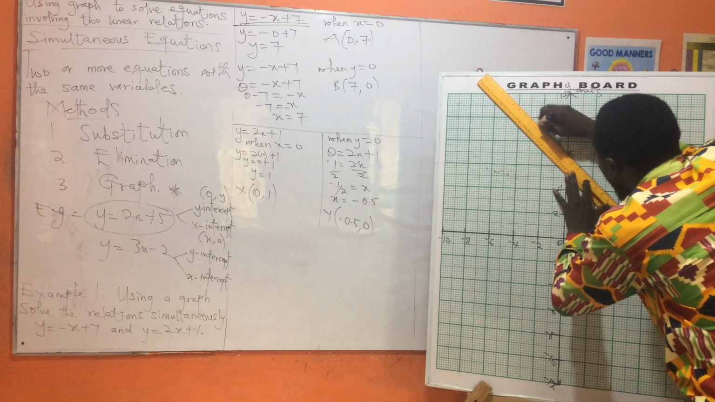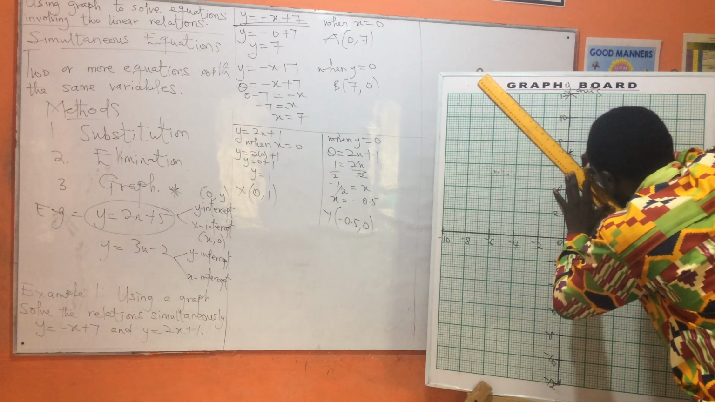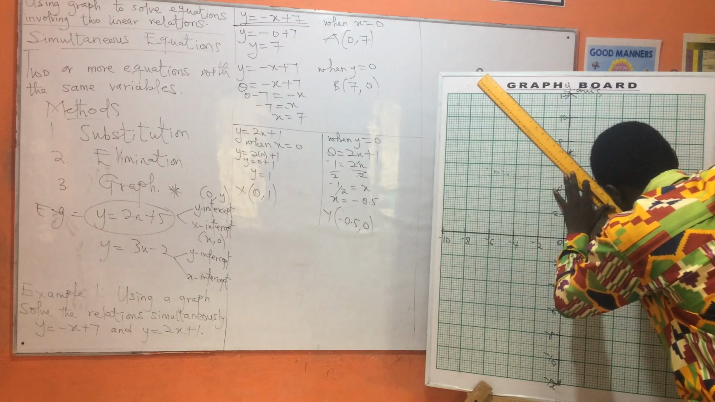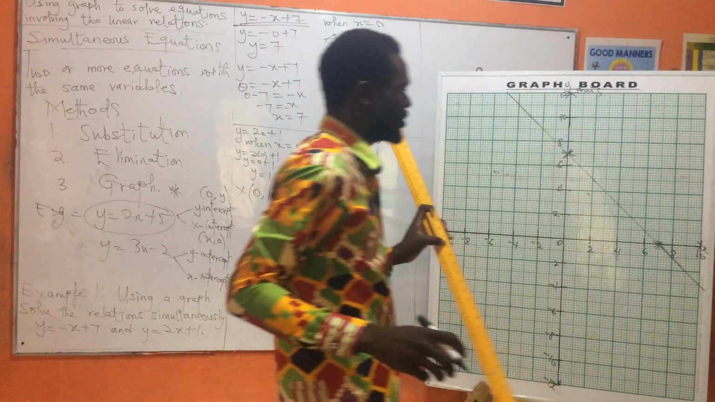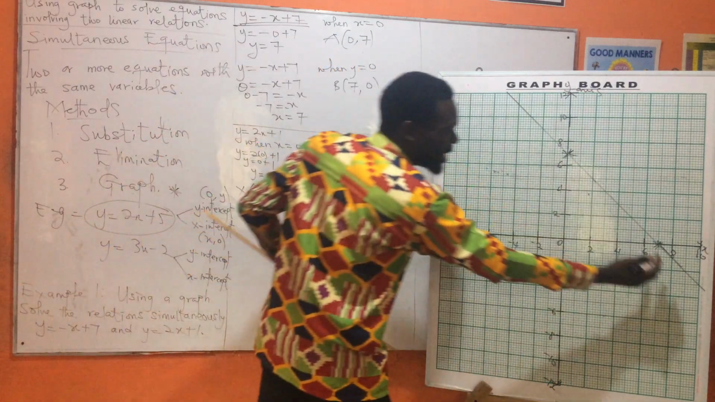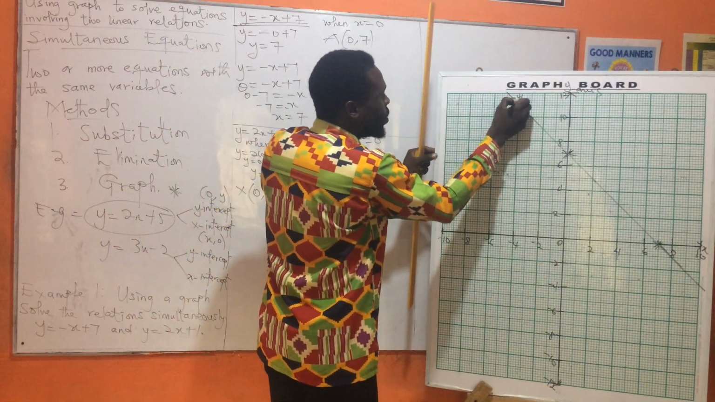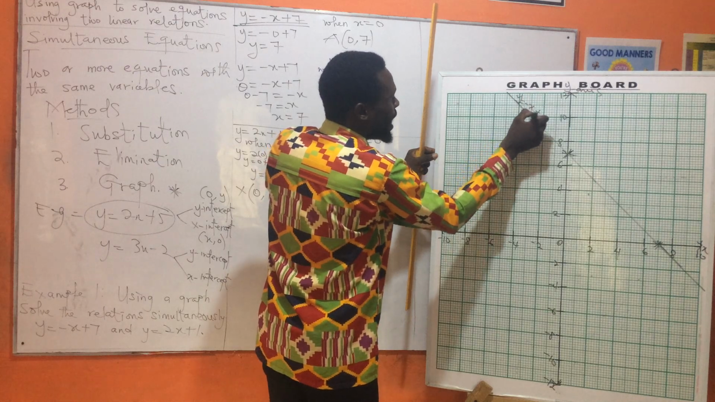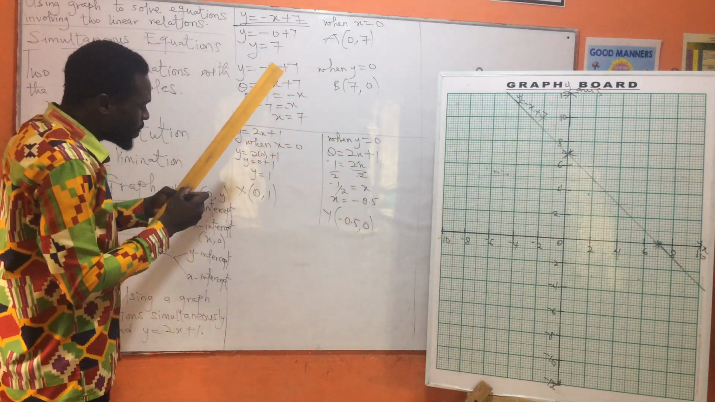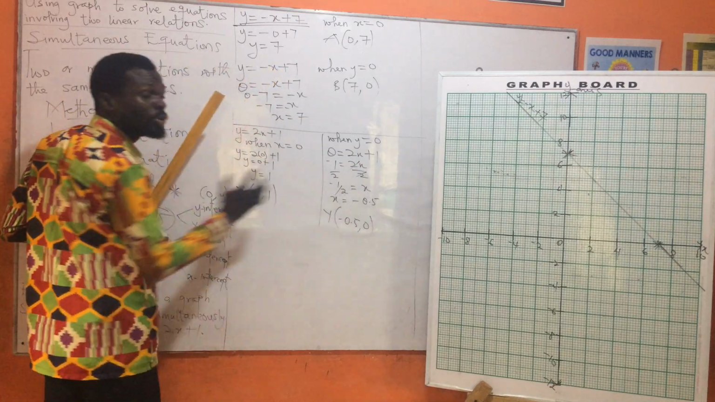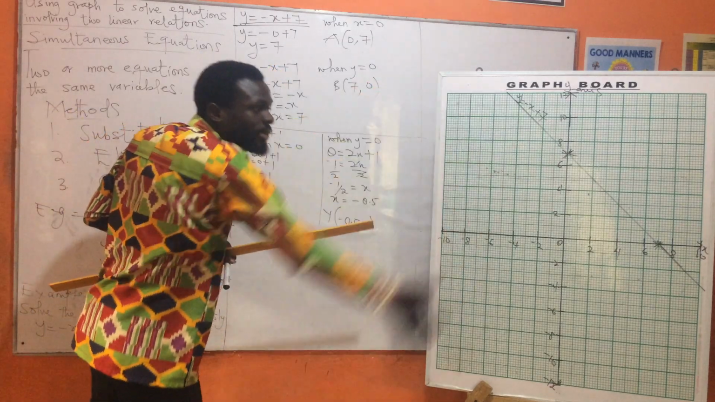And also know that double lines are advised not to be drawn. So now this line that I've drawn is the relation y is equal to negative x plus 7. That is the relation. Now I can plot these two points so that I will also draw the other relation.